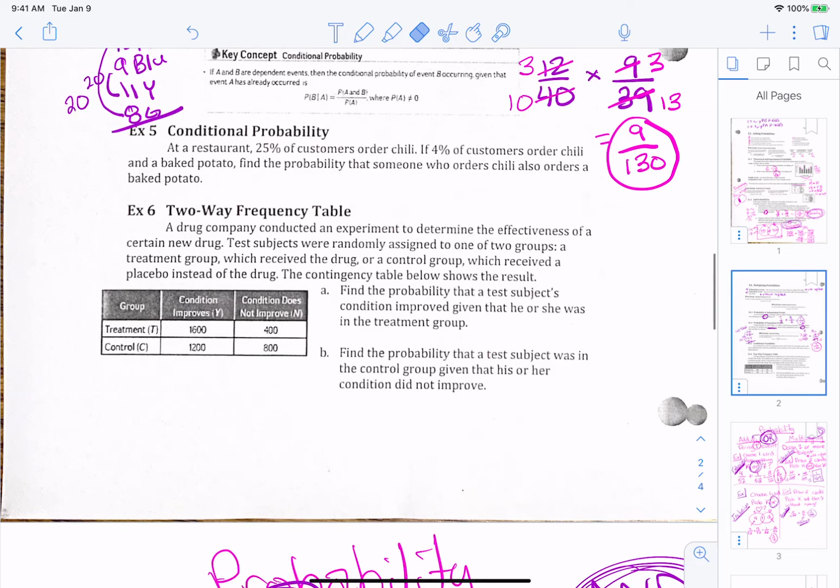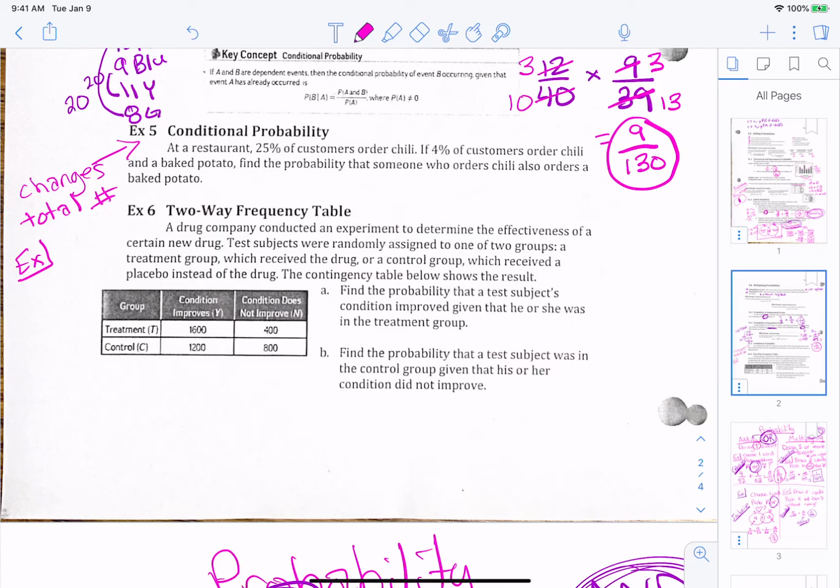Conditional probability. There's only a couple problems that I assign you for homework. These are just a little bit different, okay? So conditional probability. A condition changes your total number. Okay, I'm going to give you an example before we start with the hard example.